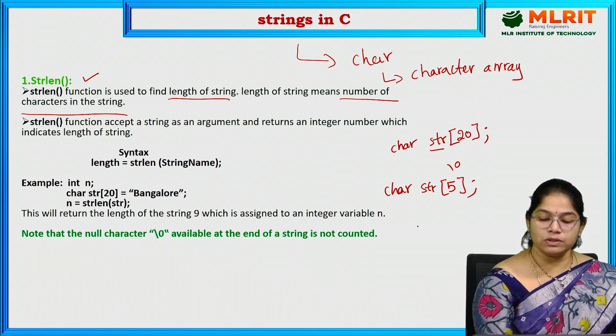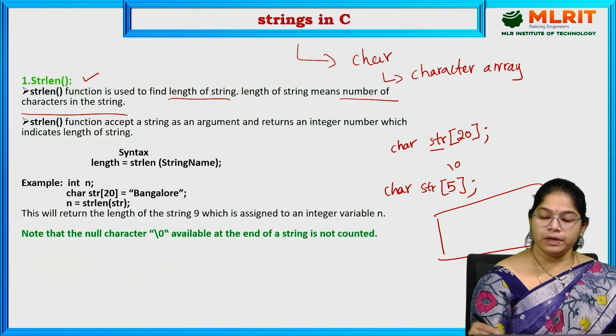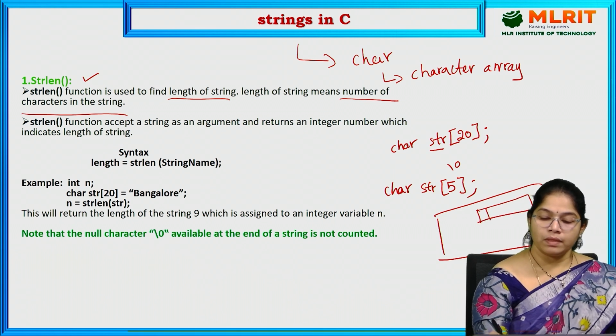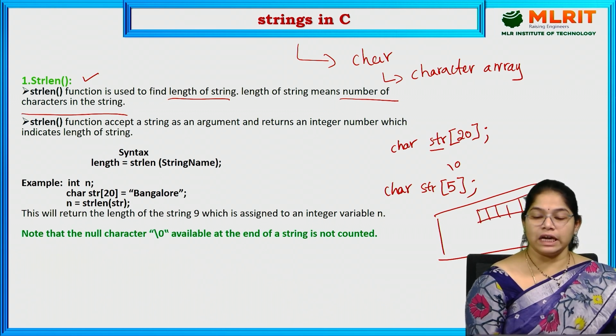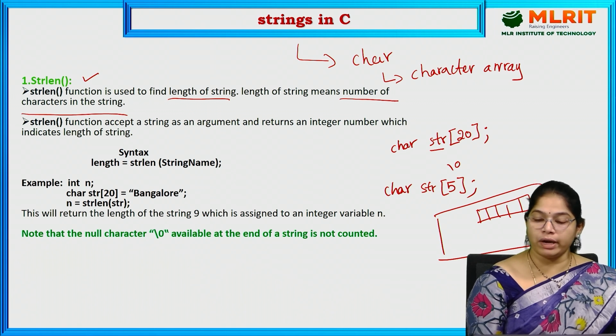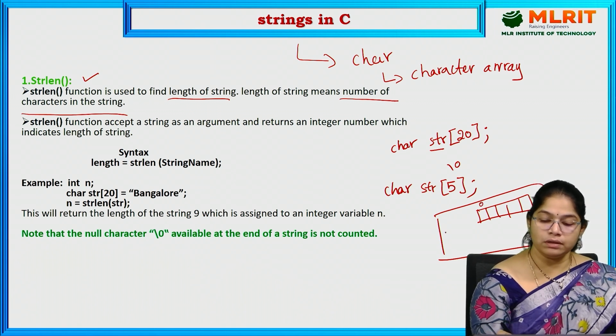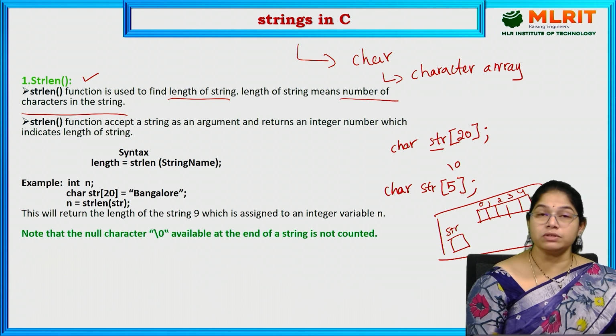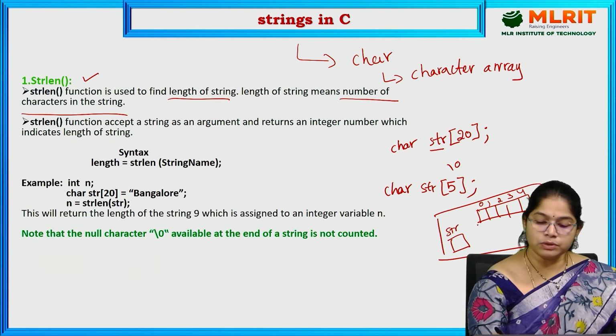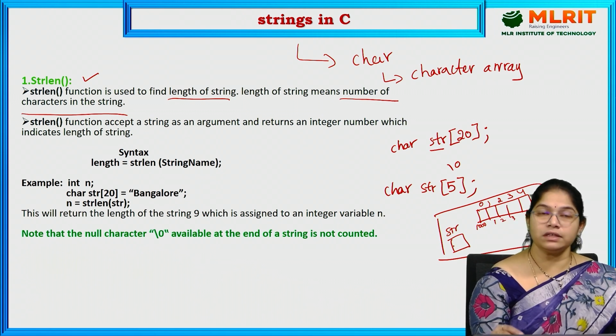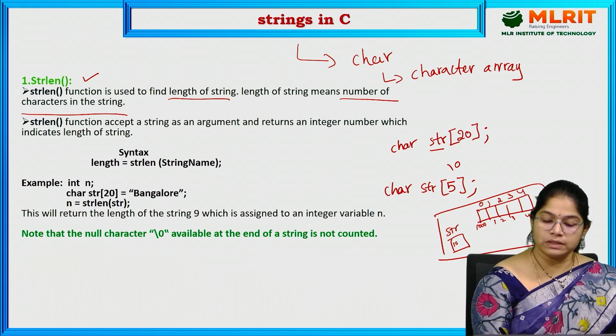When we declare this, what happens in memory? 5 blocks, each of size 1 byte because a character occupies 1 byte of memory, are given to the variable str: 0, 1, 2, 3, 4. In total it is 5, because the index starts with 0. Let us suppose the base address is 1000. Then the next ones are 1001, 1002, 1003, 1004. The string stores the base address, so it is pointing here.